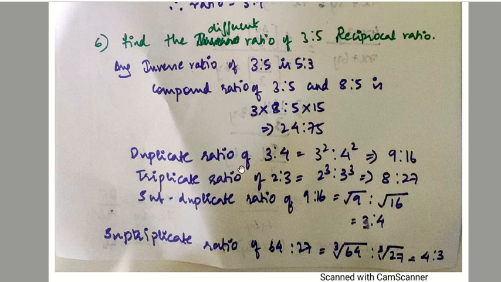And next is find the duplicate ratio of 3 is to 4. So 3 square and 4 square. Duplicate ratio, just squaring it out. 3 square is 9, 4 square is 16.